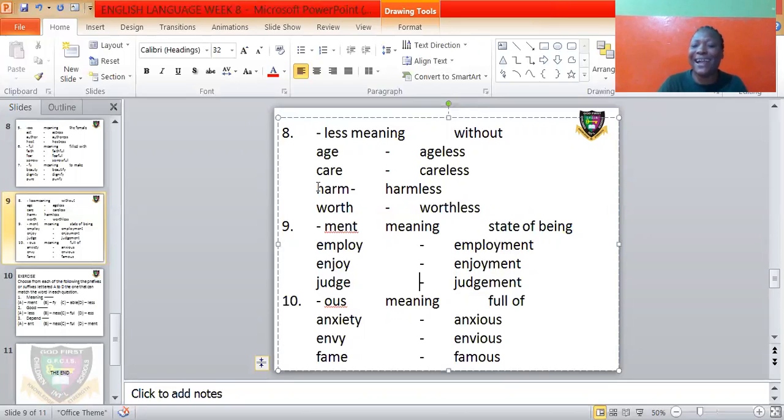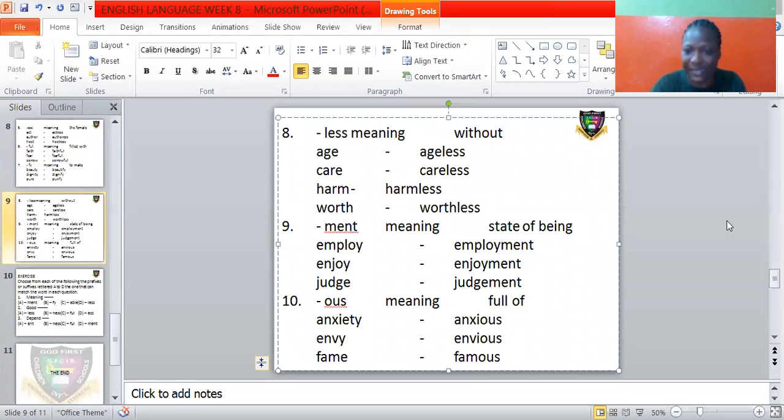OUS can also be added at the end of a word to change its meaning, meaning full of. You can have combinations of letters or group of letters, for example OUS, which means full of. Anxiety becomes anxious. And you can also have envy. Envy becomes envious. Fame becomes famous.